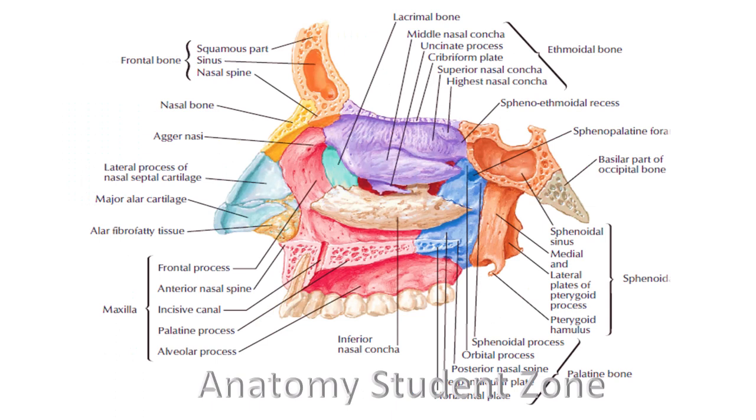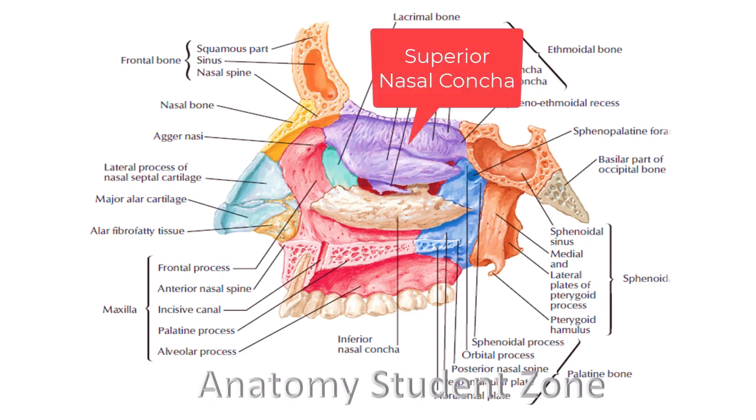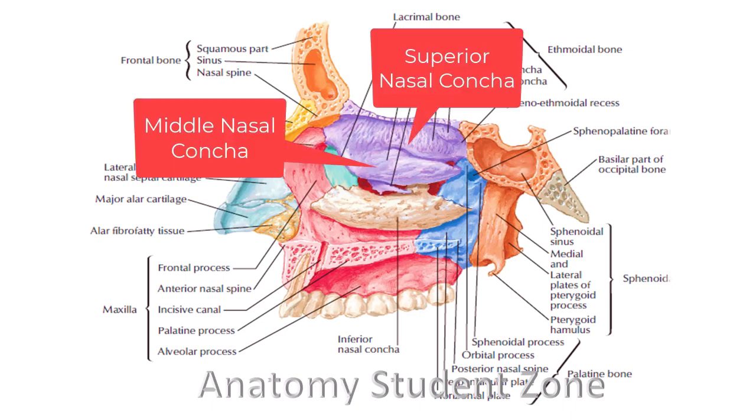The nasal concha or turbinates, these are the same thing. On the lateral wall of the nose, there are projections, or I can say curtain-like elevations. What do we name them? We name these curtain-like elevations concha or turbinates. And these concha or turbinates are covered by mucous membrane. So we have three nasal concha: superior, middle, and inferior.